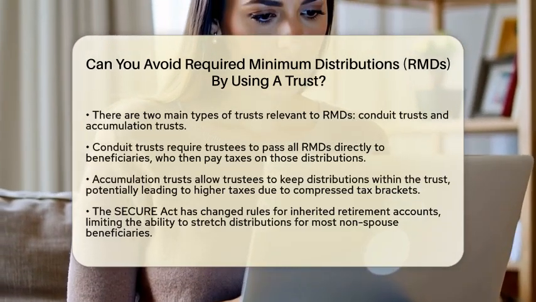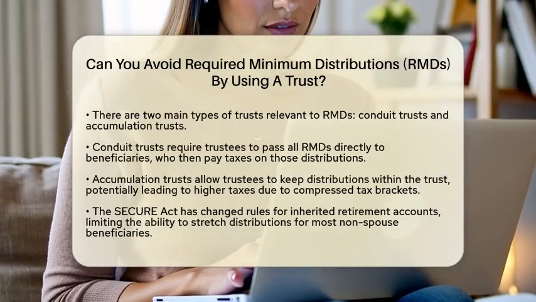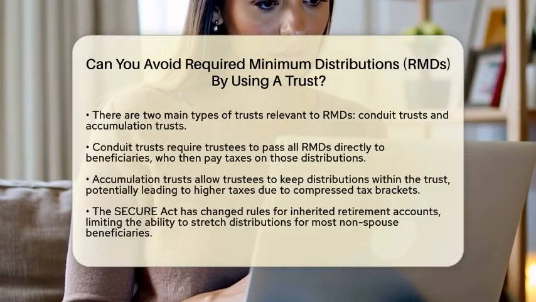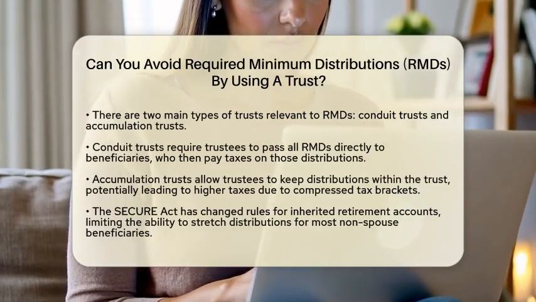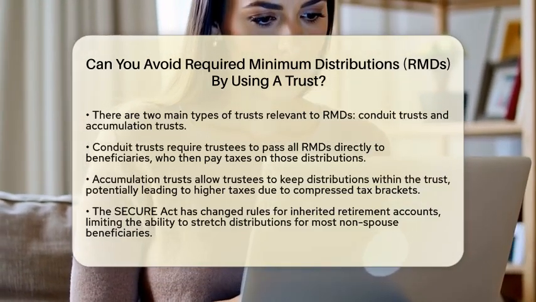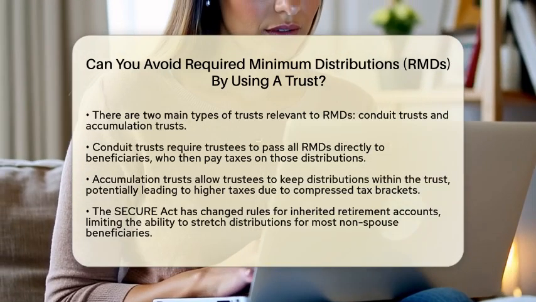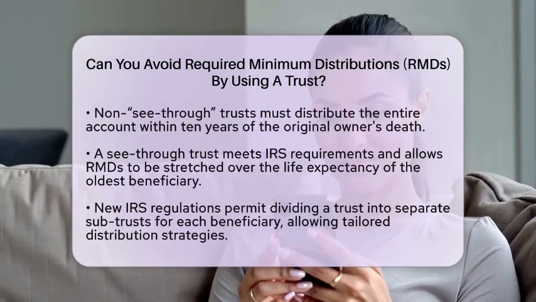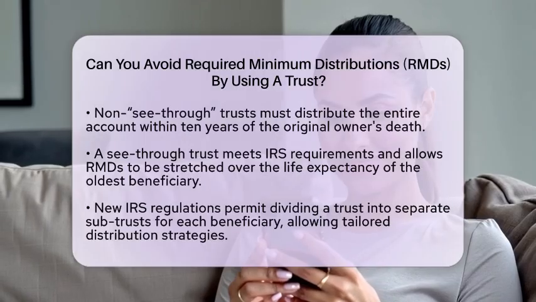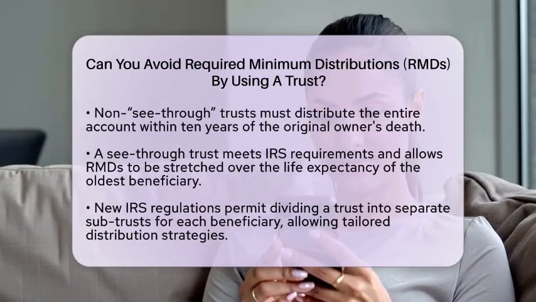The Secure Act has also changed the rules for inherited retirement accounts. It generally eliminates the option to stretch distributions over a beneficiary's life for most non-spouse beneficiaries. This means that if a trust is not a see-through trust, the entire account must be distributed within 10 years of the original owner's death.